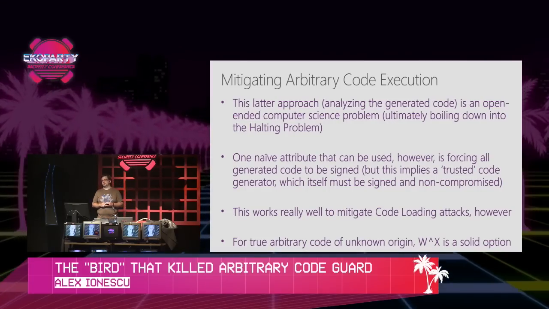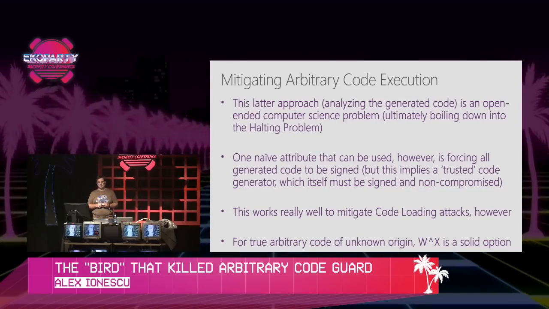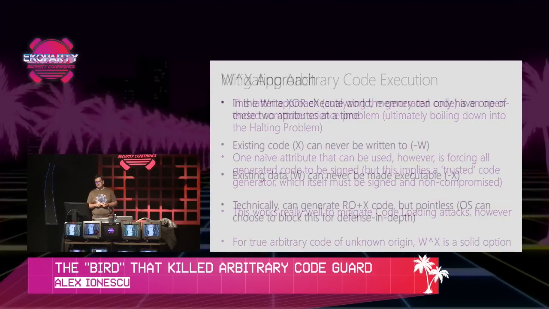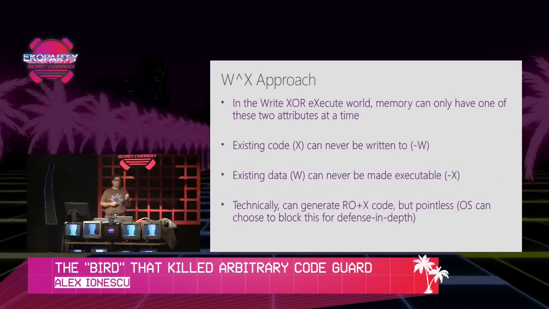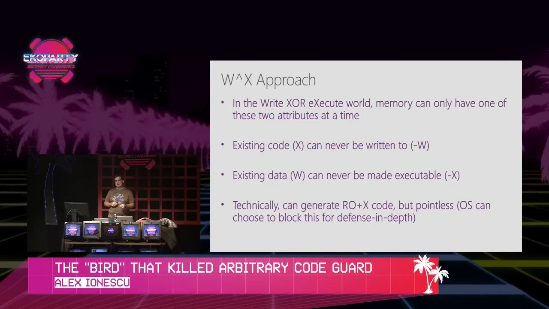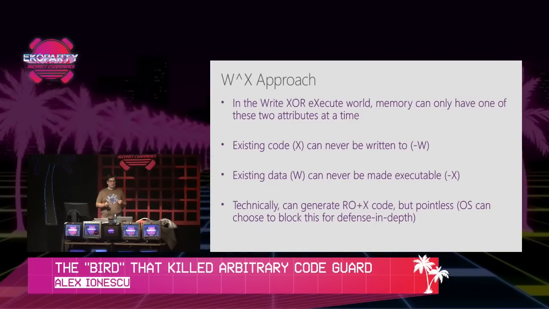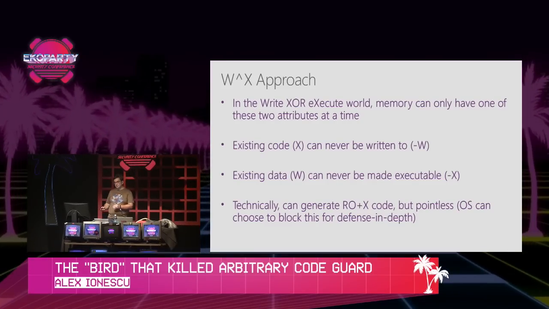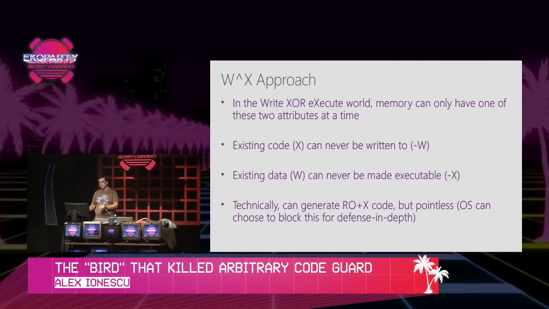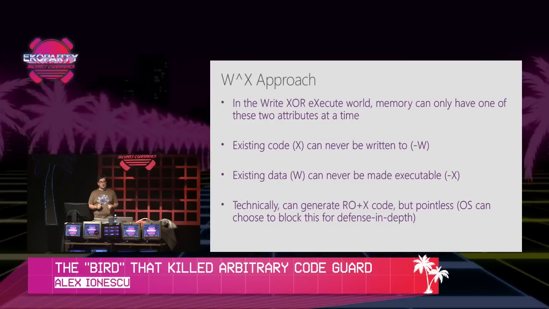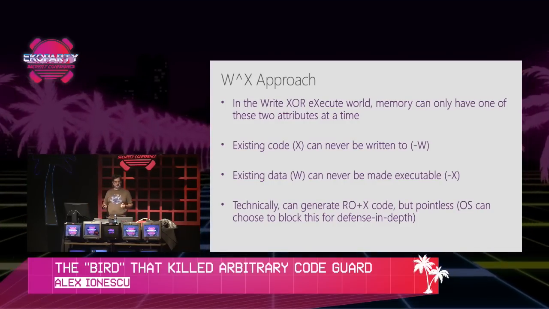The other approach is to employ what we call W XOR X. And the idea behind W XOR X, which means write XOR execute, is that memory can only have one of two attributes. Memory can either be executable, but not writable, or memory can be writable, but not executable. You cannot violate this invariant.